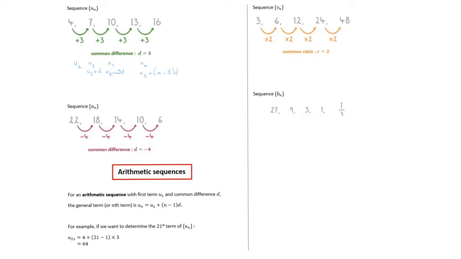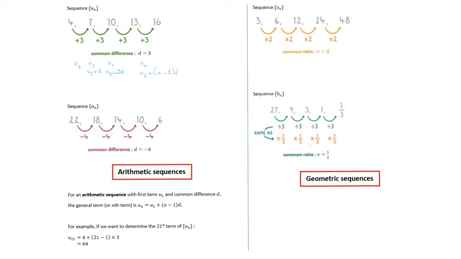And finally, our last example, the sequence Bn. To get from 27 to 9, we divide by 3. Same to get from 9 to 3, etc., which is the same as multiplying by 1/3. So here again, we have a common ratio, which is 1/3. Sequences like these two, where we multiply by the same amount each time, are called geometric sequences.